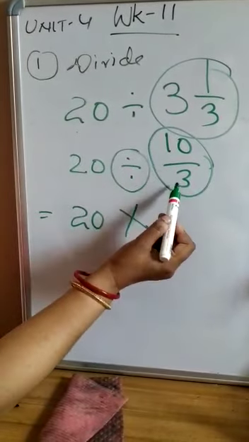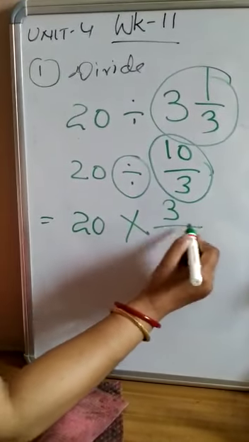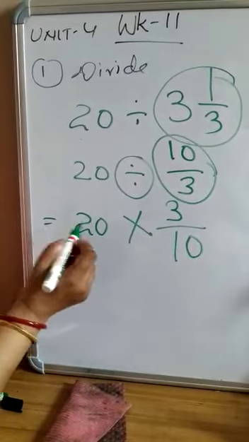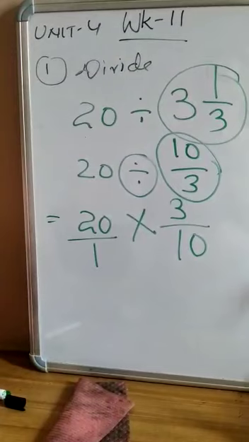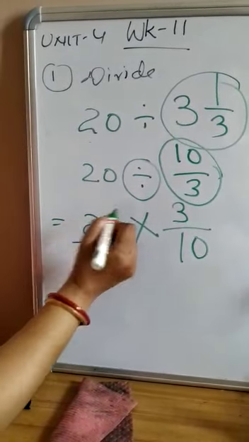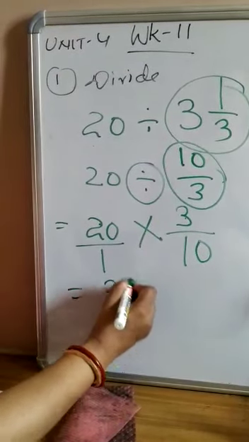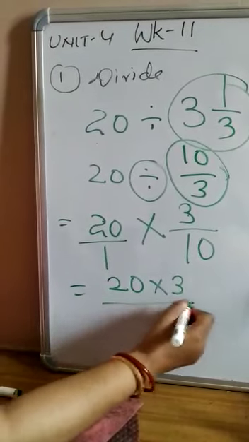What is the reciprocal of 10 by 3? It is 3 by 10. Right? Now here, it is 20. 20 may be written as 20 by 1. Correct? Now, the numerator will be multiplied with the numerator: 20 into 3 divided by 10.